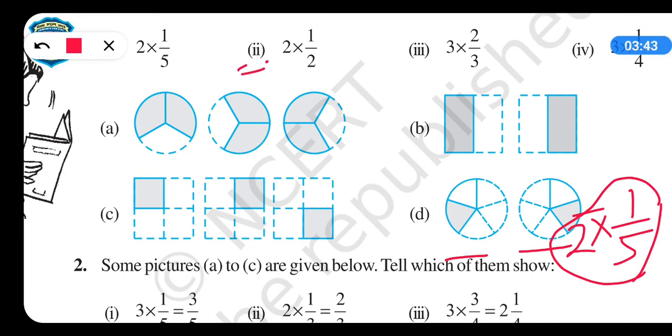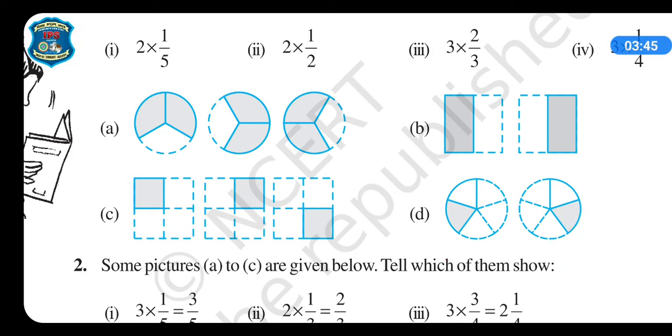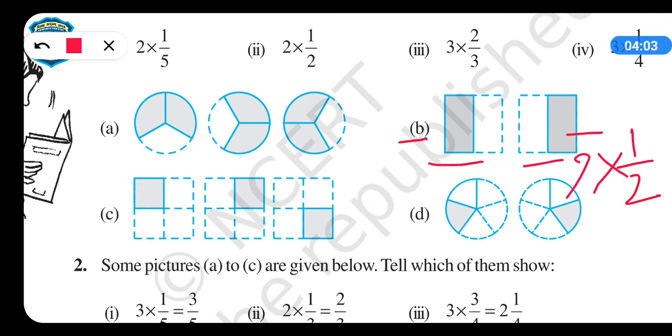Now let us find the second. The second one is 2 into 1 upon 2. So first find 1 upon 2. Which is 1 upon 2 among A, B, C, D? Yes, the B part is 1 upon 2. ये ना 1 upon 2? Yes. Now how many 1 upon 2 are there? कितने हैं ये? 1, 2. So 2. So it is 2 into 1 upon 2. ये हुआ second part, right?